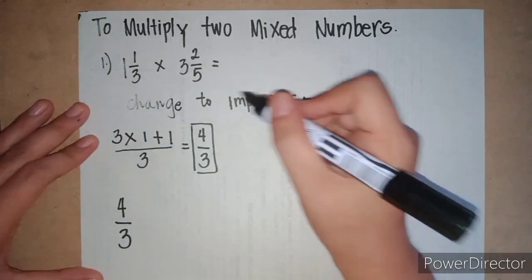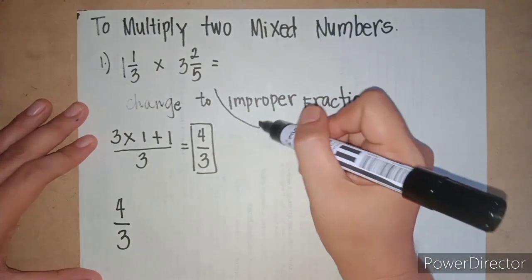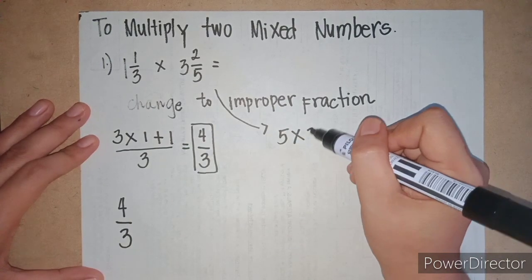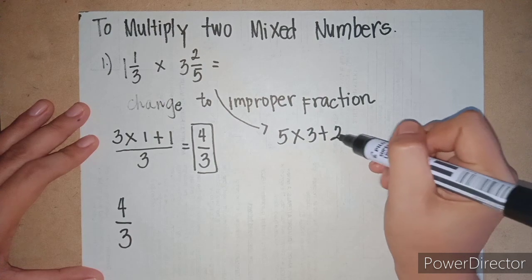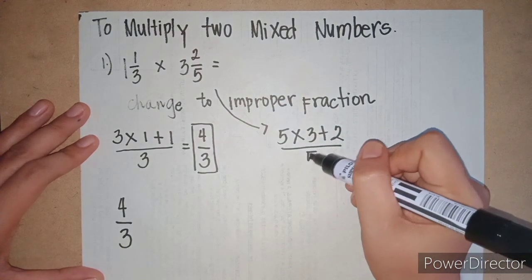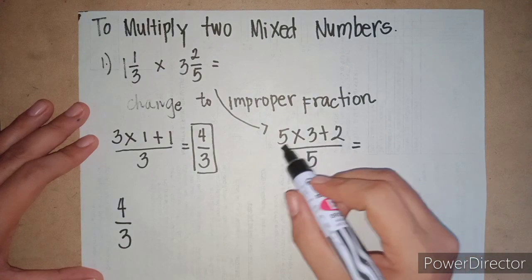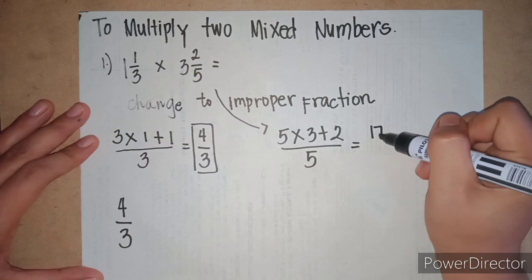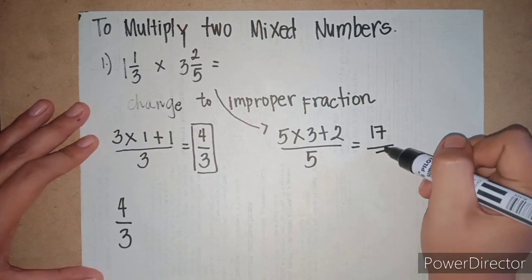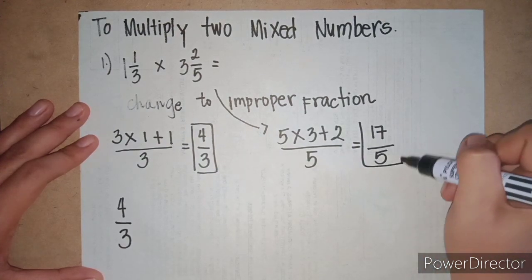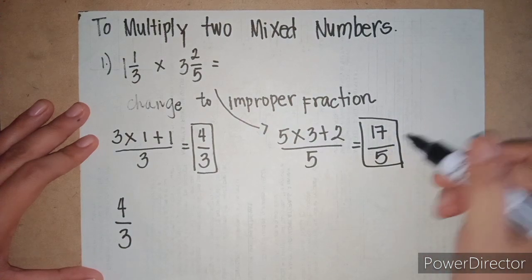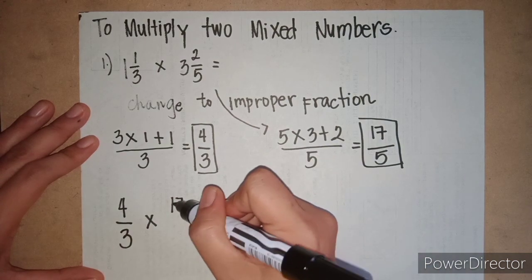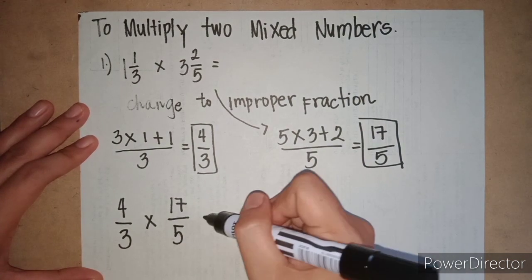Next, we change 3 and 2/5 to an improper fraction. So, we have now 5 times 3 plus the numerator 2 all over 5. Okay, and then 5 times 3 is 15 plus 2 equals 17 over the denominator 5. And this is your second fraction. Okay, so 4 over 3 times 17 over 5.